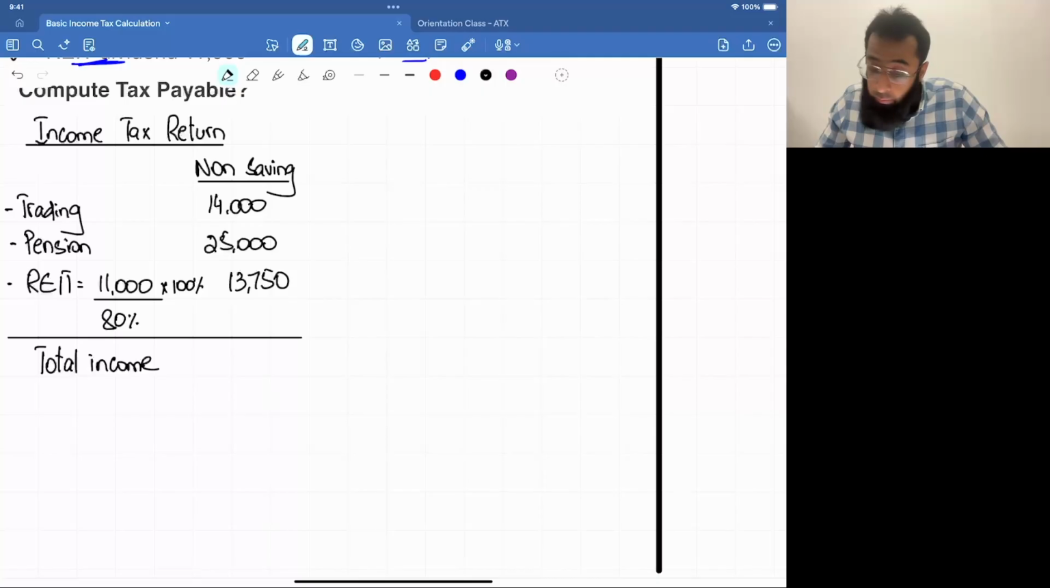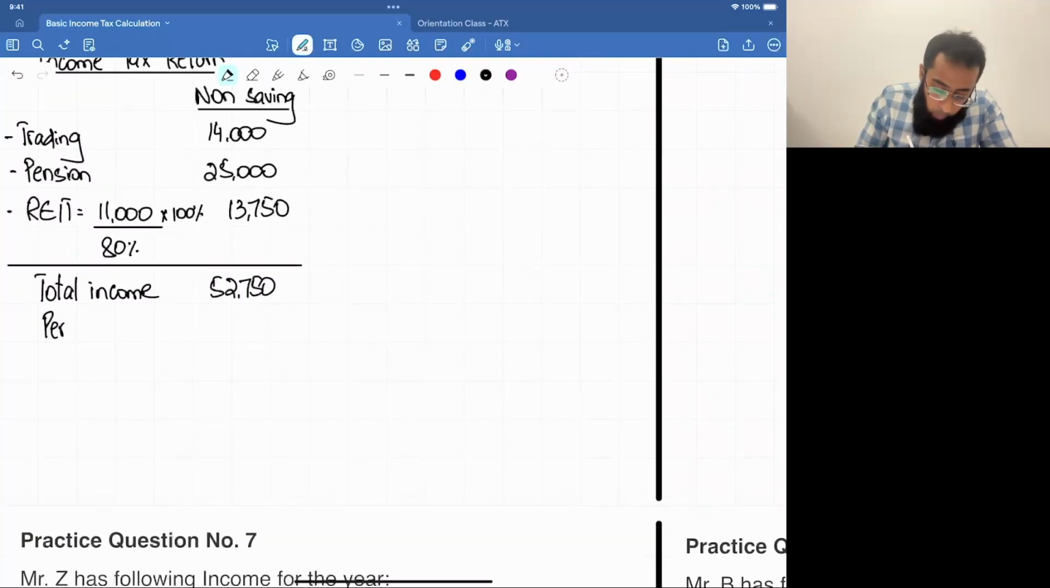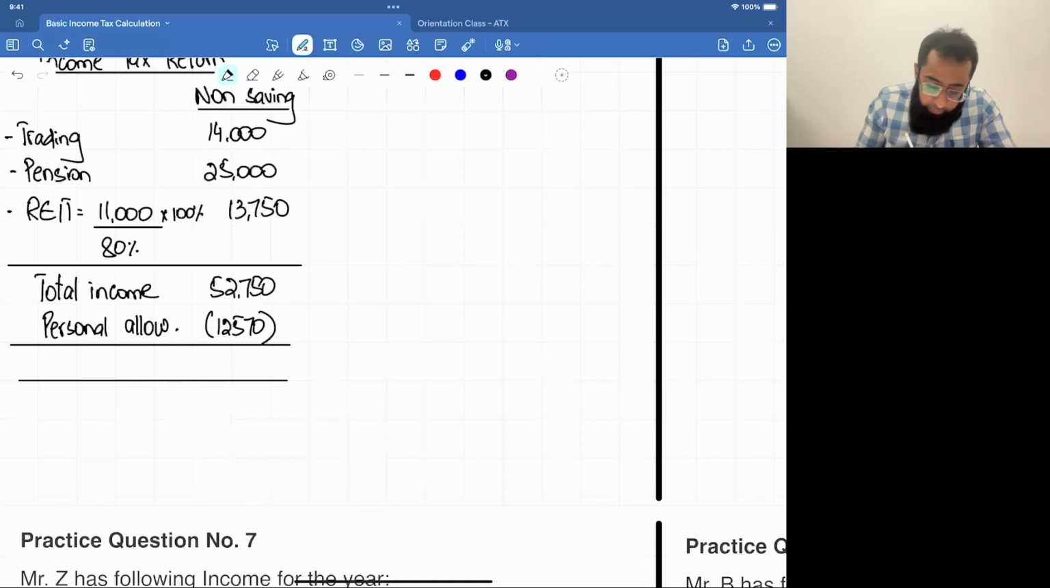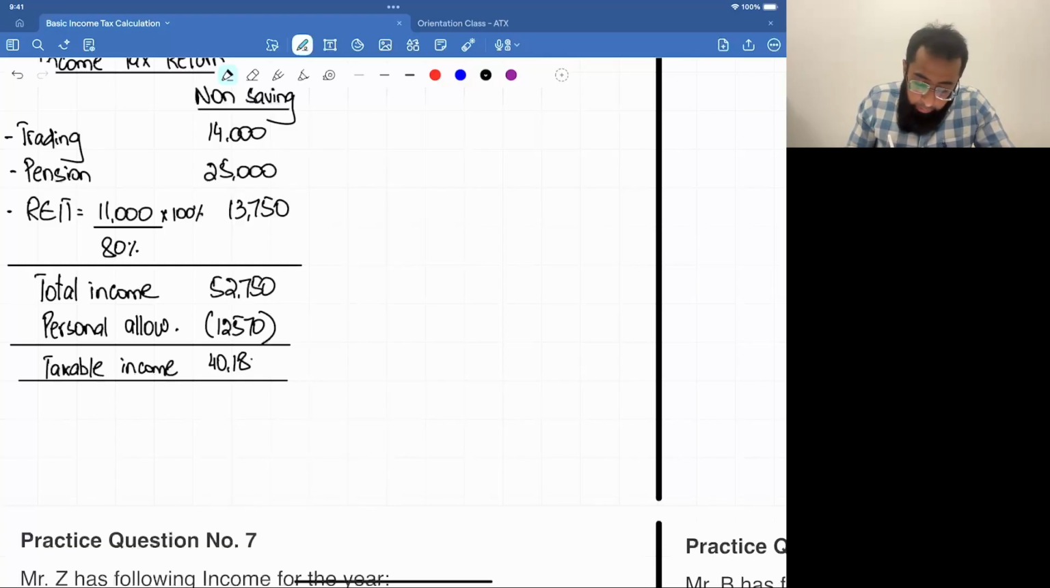14,000, 25,000 and 13,750. So it's 52,750. You deduct your personal allowance. So the personal allowance is 12,570. You will get your taxable income. I believe that's very much routine. We have done it multiple times. So minus 12,570, it's 40,180.